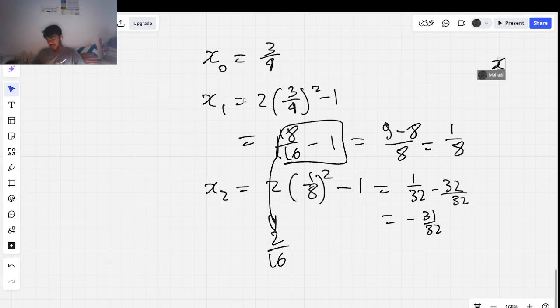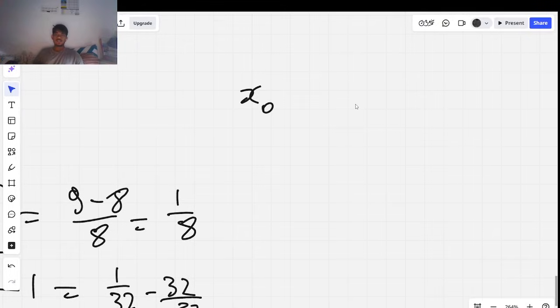What if x naught is equal to... what's another very nice fraction? 2/3, 2/3, yeah, which is more than a half.